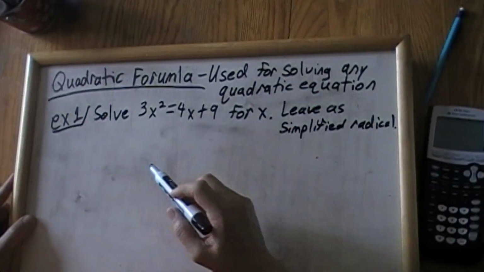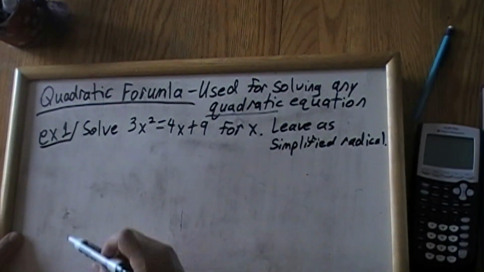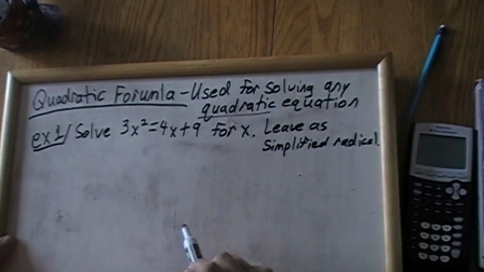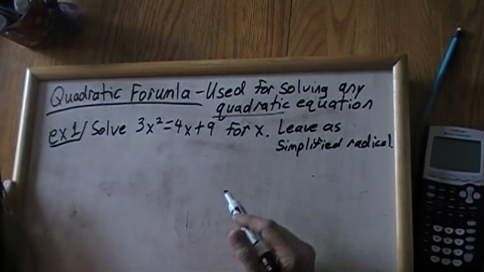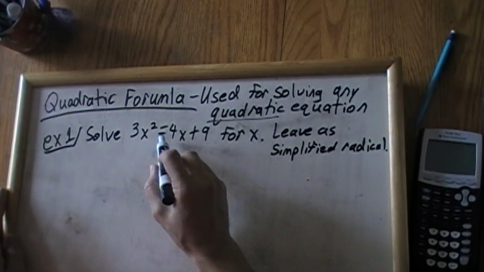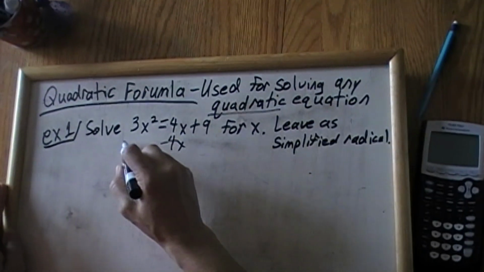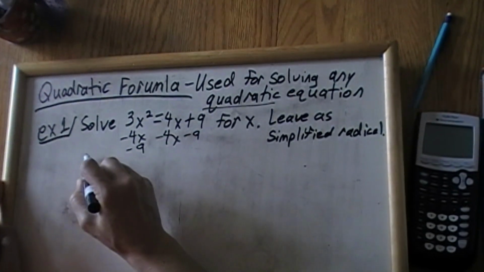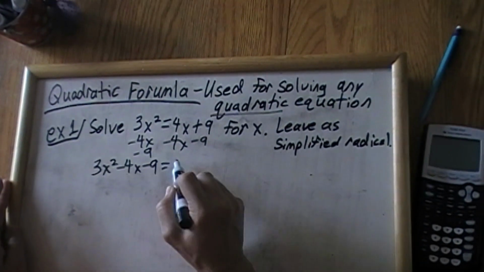Get ready! You need to remember that the quadratic formula is used for solving any quadratic equation. For example, here's the example we're going to give you. Solve 3x squared equals 4x plus 9 for x, and you want to leave it as a simplified radical. Just like when solving by factoring, you will want to make sure that you get this equation equal to 0. That means we need to get that 4x off of that side by subtracting 4x, and get that plus 9 off that side by subtracting 9. So we're left with 3x squared minus 4x minus 9 equals 0.